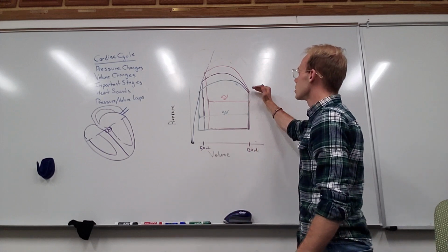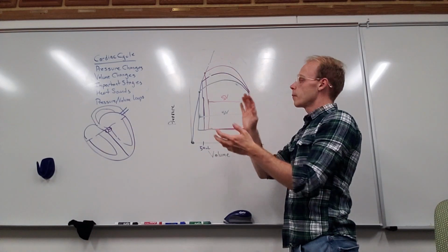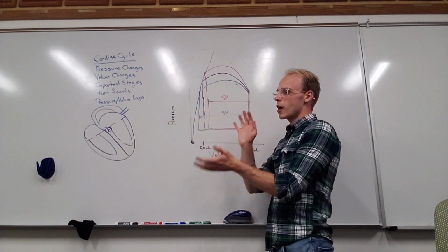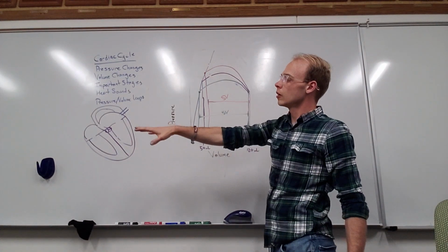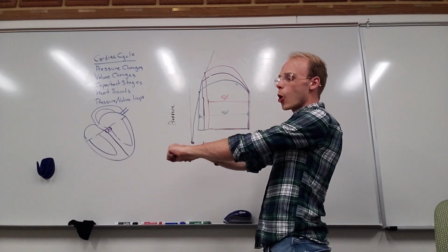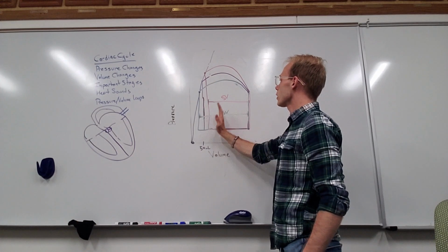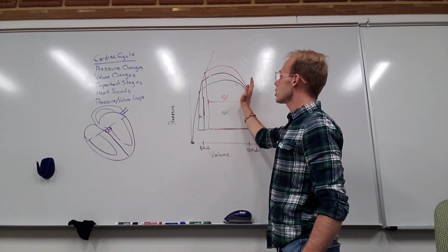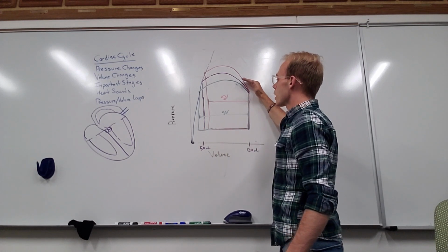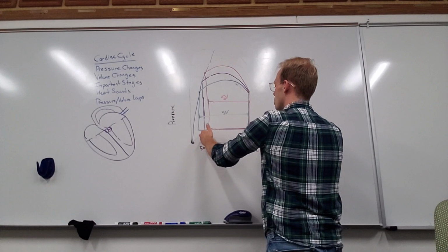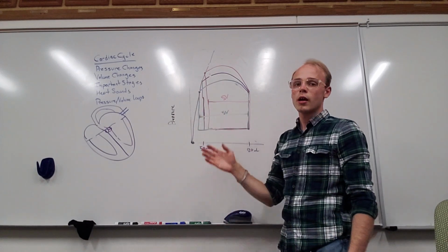So changing preload, changing afterload, based off of this inotropic line. So inotropy is how much it contracts. If I have to spend more energy pushing, or more of my force pushing to open the door against what's outside, that means I have less to push out this volume. But if I don't have to push as much energy, I can push out more volume. So changing afterload will change my stroke volume. Changing preload will change my stroke volume. And then as you saw before, changing my inotropy will also change my stroke volume.